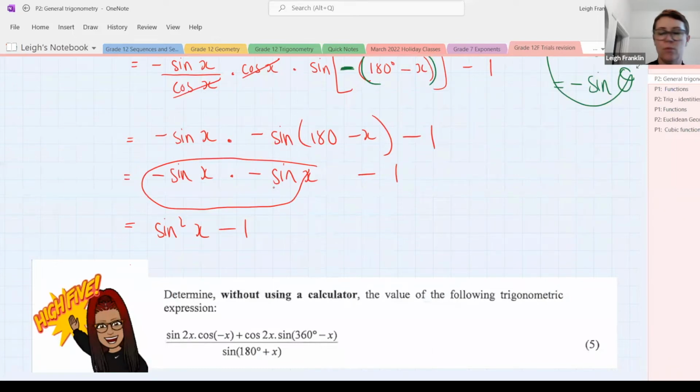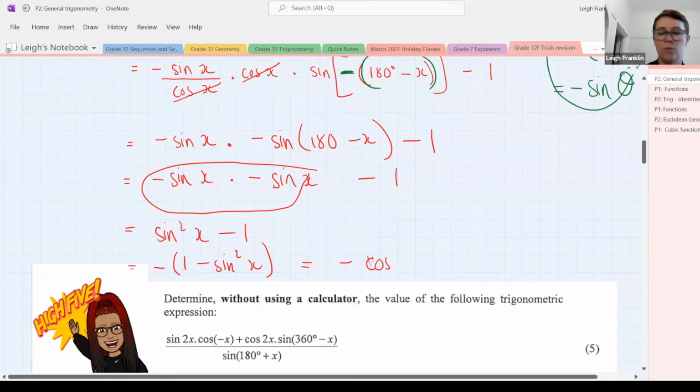And again, if we take out a negative here, we've got 1 minus sine squared x, which then gives us negative cos squared x. Is that what you got, Kat? Yes, that's what I got. Okay, all right. So that's what I'm getting as well. Let's have a look. Tommy, you've raised your hand. Go for it.